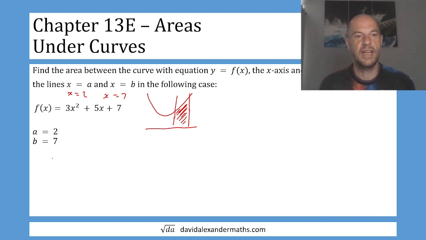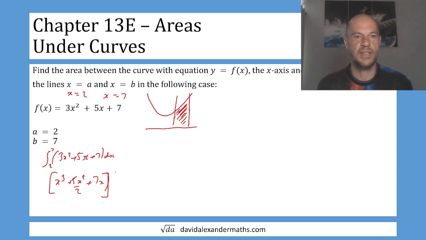So again, all we're doing here is integrating 3x squared plus 5x plus 7 with respect to x between the limits of 7 and 2. So let's integrate 3x squared, that's 3x cubed over 3, so x cubed, plus 5x squared over 2 plus 7x. Oops, it should be the square brackets there. Upper limit 7, lower limit 2.